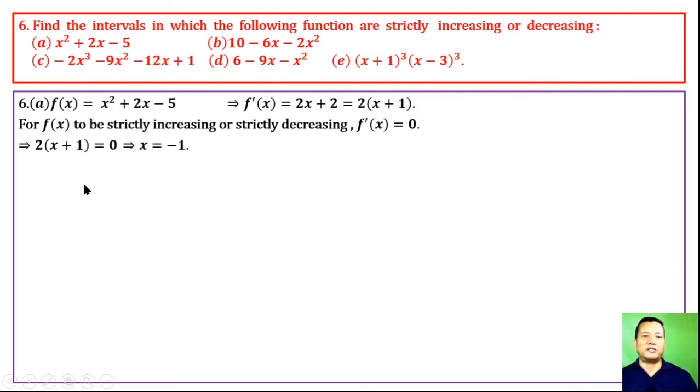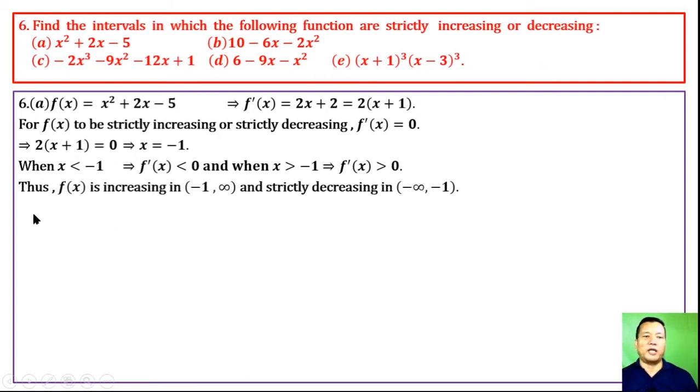This number divides the set of real numbers into two open intervals. When x is any real number less than minus 1, the sign of f dash x is negative, that is less than 0. And when x is any real number greater than minus 1, the sign of f dash x is always positive. From this, we conclude that f of x is increasing in minus 1 infinity and strictly decreasing in minus infinity minus 1.